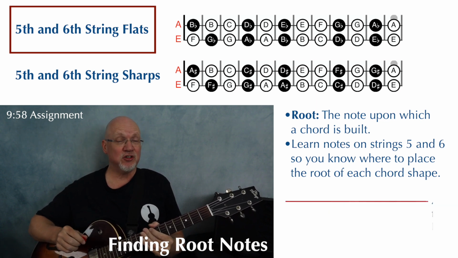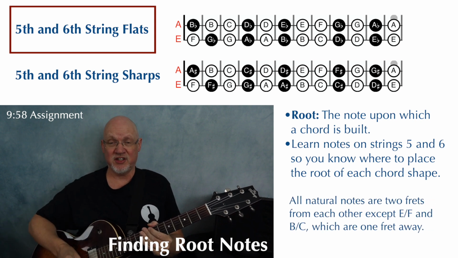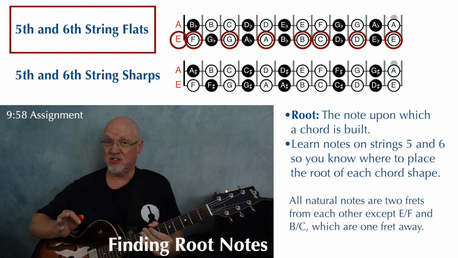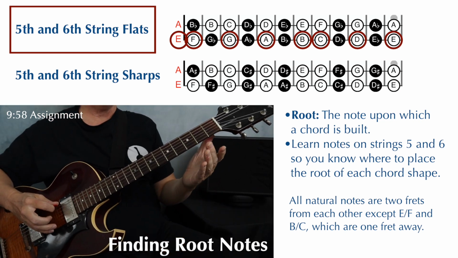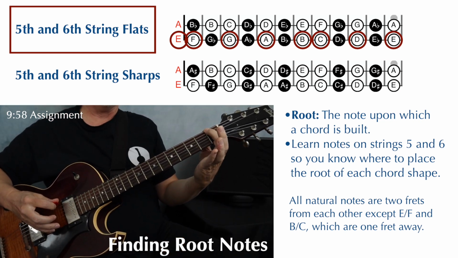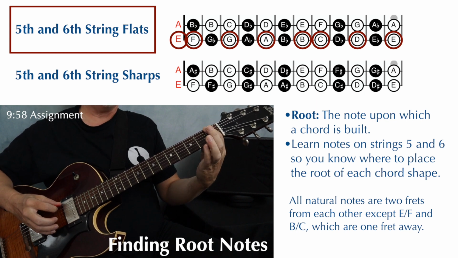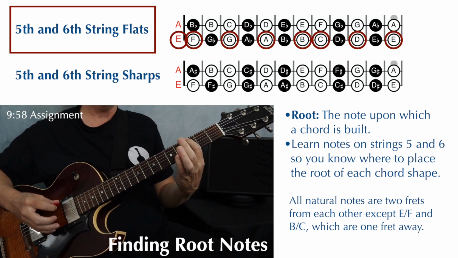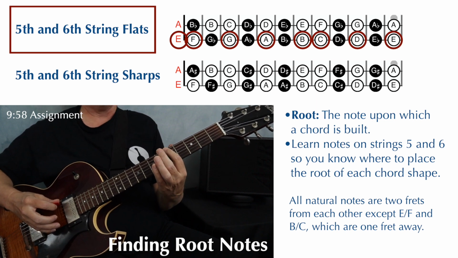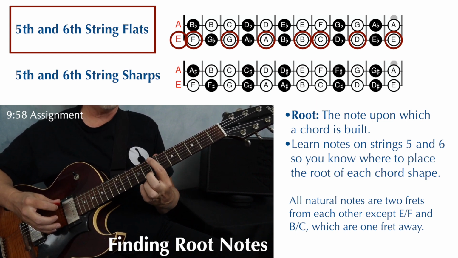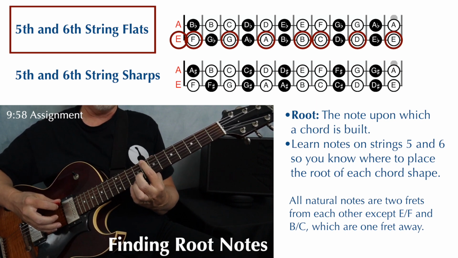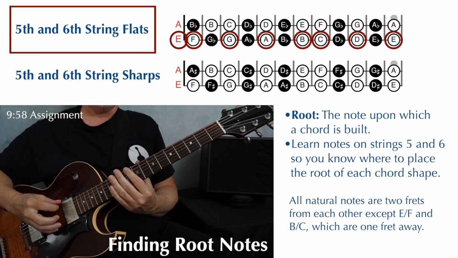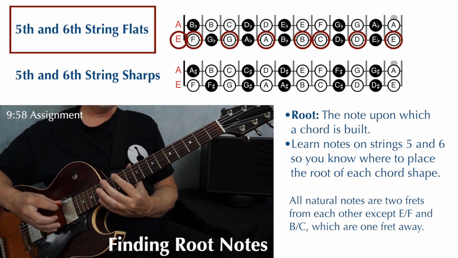There's a pattern to these natural notes which applies to every string, not just the 6th string. All of these natural notes are 2 frets distance from each other, except your E and your F, and your B and your C. Here's our open E, and then our F at the 1st fret. So that's 1 fret's distance. F and G, 2 frets distance. G to A, 2 frets distance. A to B, 2 frets away. B to C, always 1 fret distance. C to D, 2 frets distance. And then D to the next E is 2 frets distance.